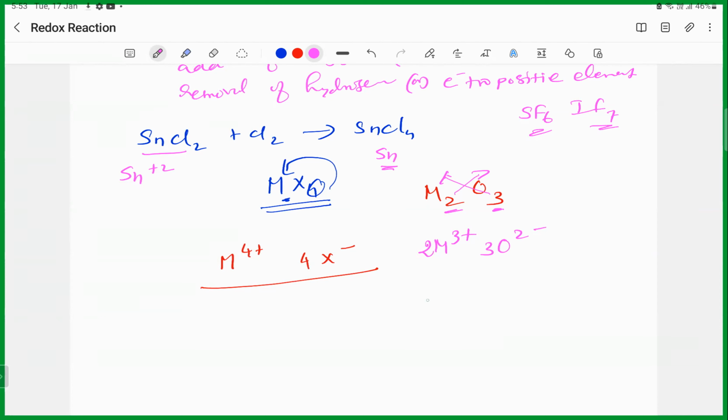Here SnCl4. Then what is the oxidation state of tin?